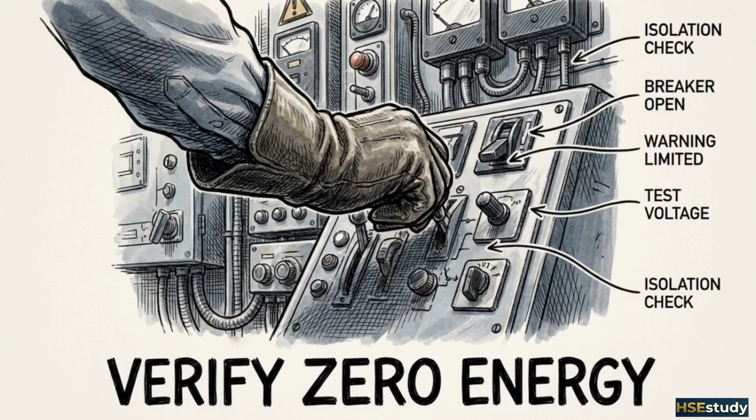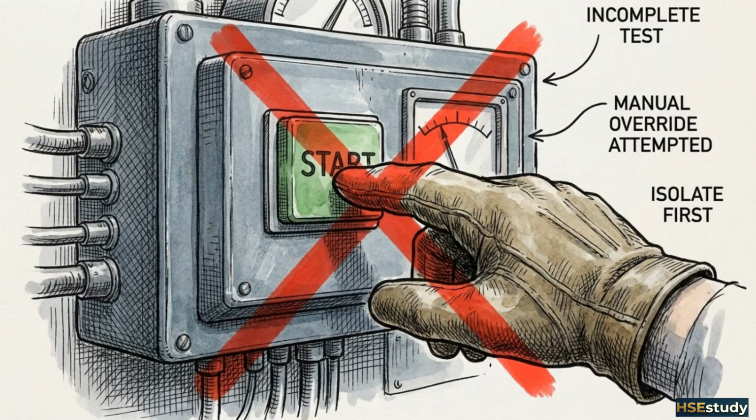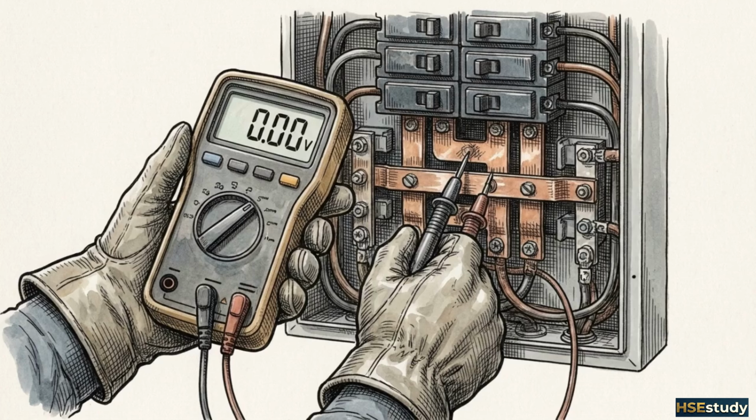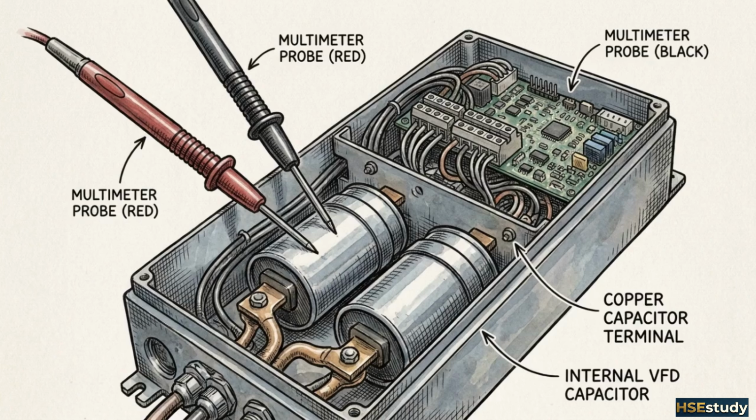Verification is the final barrier against injury. Skipping this step is the single deadliest administrative error in the LOTO process. For electrical components, the start button check is insufficient. You must use a properly rated multimeter to verify the absence of voltage, specifically checking for capacitive charge in VFDs.